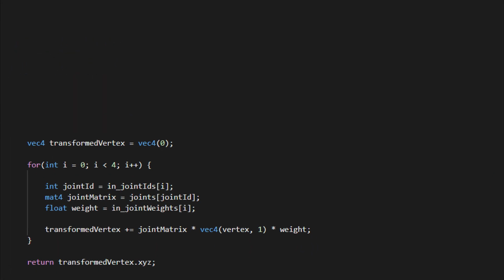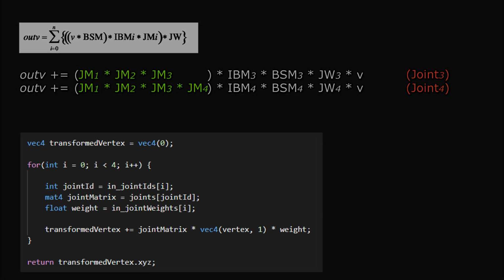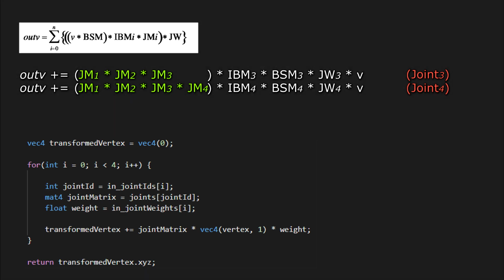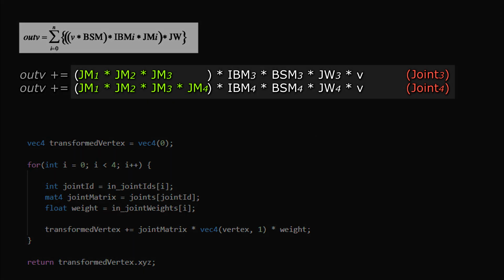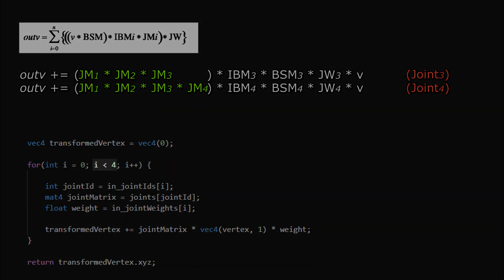Now let's have a look at what the code actually does. The equations above we have seen earlier. They describe the code you see down here. In this example, our vertex is influenced by joint 3 and joint 4 and can only be influenced by a maximum of 4 joints in total.